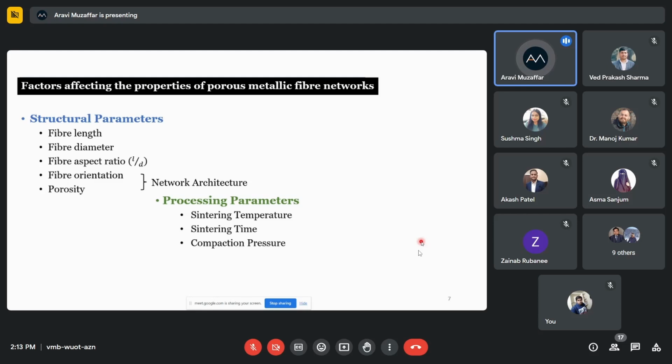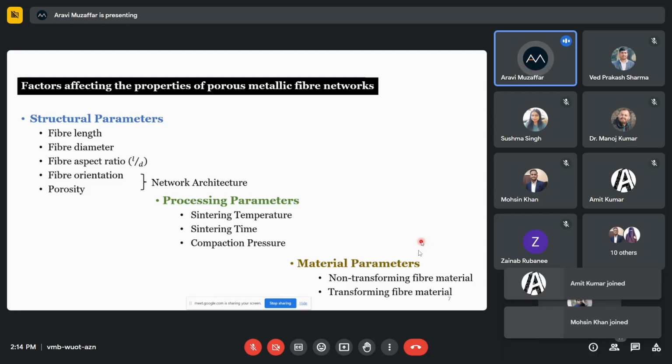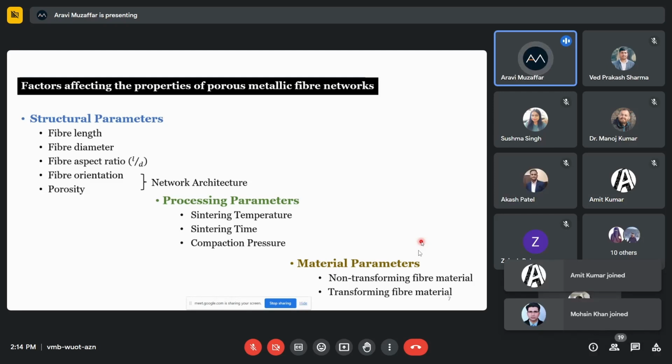Now, there are processing parameters also. If you are doing sintering of these materials, for example, then the sintering temperature, the sintering time and the compaction pressure also affect the overall properties of porous metallic fibrous networks. And obviously, the most important thing is what the fiber material is made up of. This is what defines the ultimate baseline of the properties of these networks.